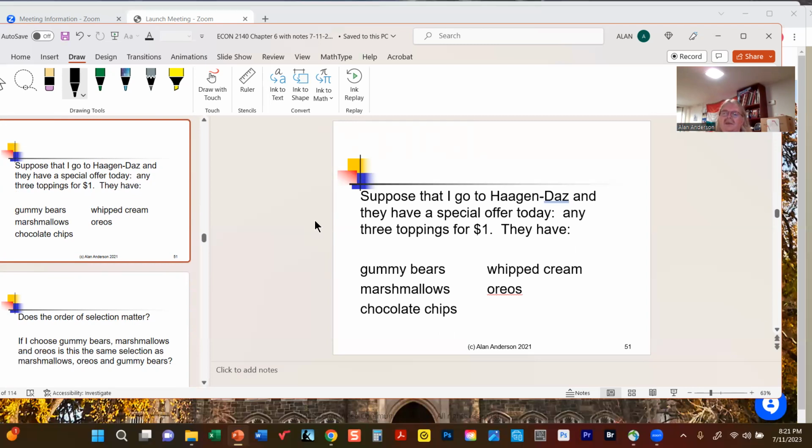Now, the order in which I pick them is actually irrelevant because no matter what order I pick them in, they're going to pour them on the top anyway. You would not be able to tell the difference between 2 ice creams with the same toppings that had the toppings chosen in a different order. So we are looking at combinations now. The question is, how many ways can I choose 3 toppings out of 5?